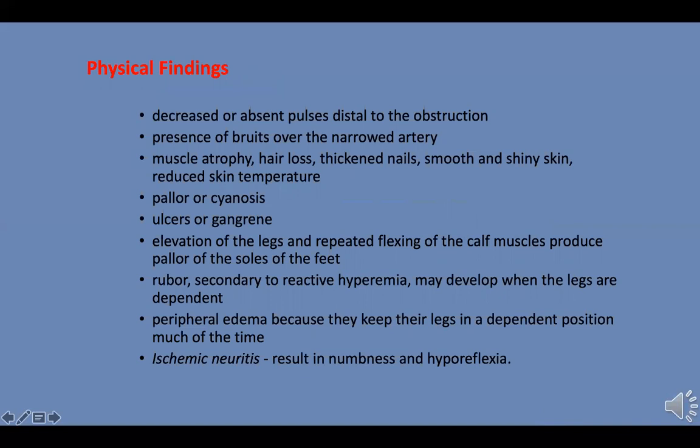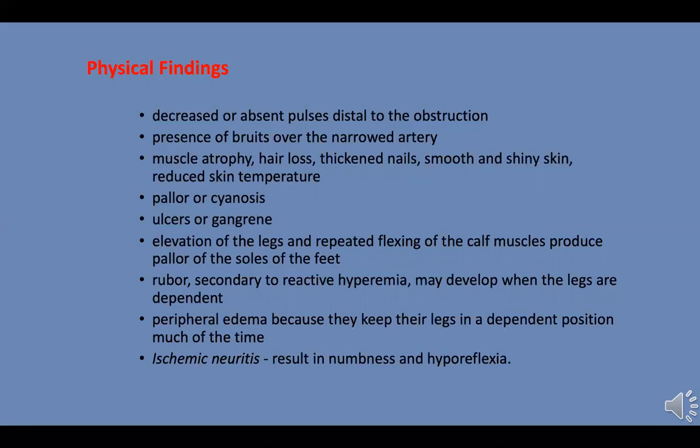Physical exam findings. There are decreased or absent pulses distal to the site of obstruction. There may be presence of bruit over the narrowed artery. You can see muscle atrophy, hair loss, thickened nails, smooth and shiny skin, and reduced skin temperature. In severe disorders, you can see pallor or cyanosis. Arterial ulcers or gangrene may also be present.